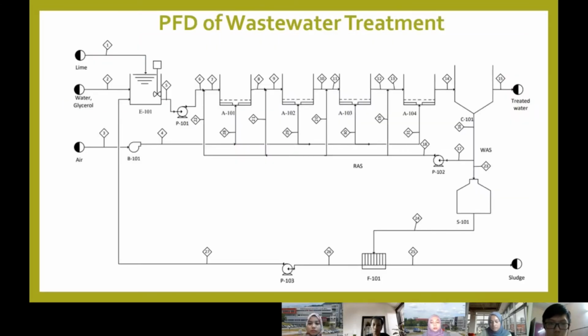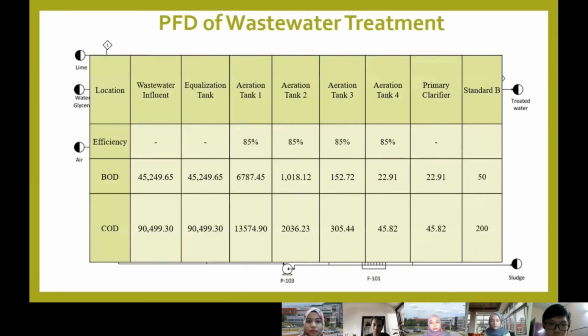This is the PFD of our wastewater treatment. For the improvement, we add a filter press to remove the impurities and return the water to the equalization tank, and also add the flow of the RAS return to each of the aeration tanks. Then we have corrected the efficiency of COD and BOD removal of each unit used, such as the equalization tank and primary clarifier.